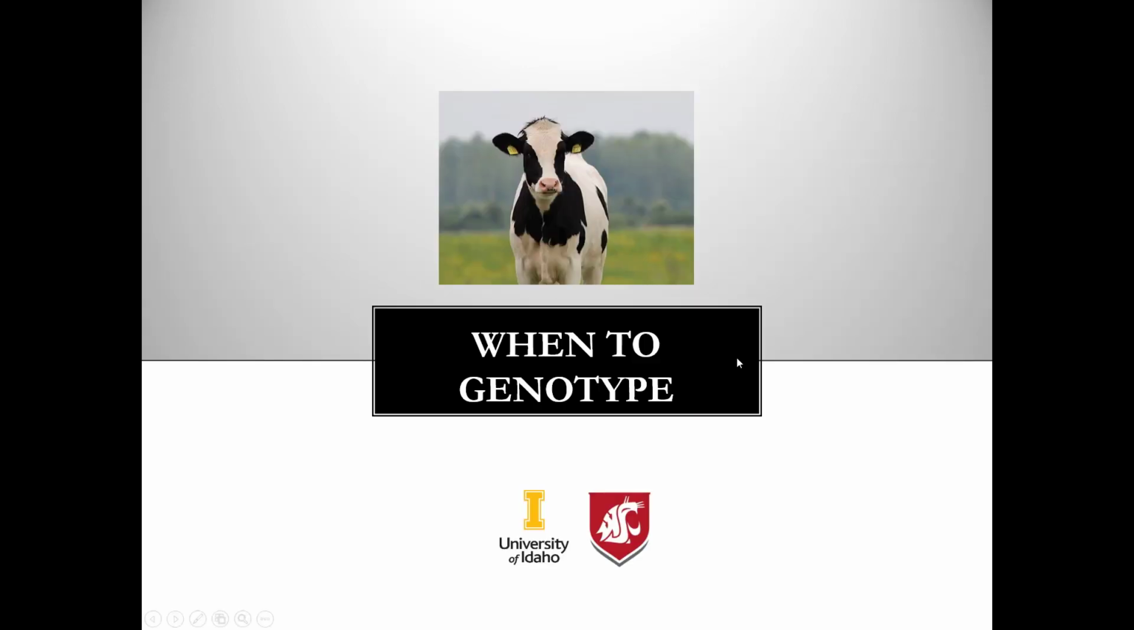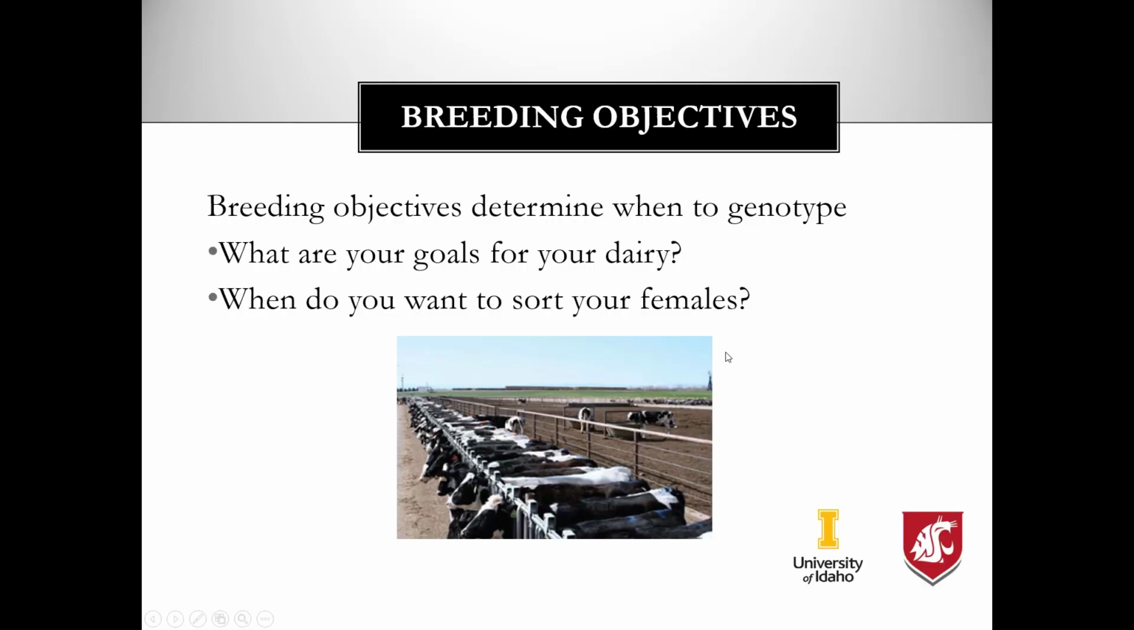So the next thing to consider is, when do we need to genotype? Really, when we need to genotype depends on our breeding objectives. What are your goals for your dairy? Are there particular things that after looking at your records you have identified that need to be improved? And when do you want to sort your females? Because the genomic selection should correspond to the time of when you want to sort your females.